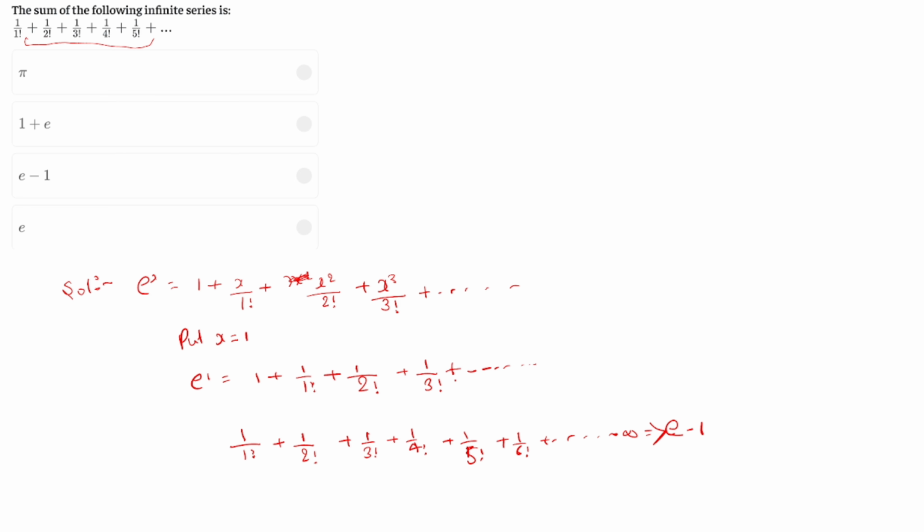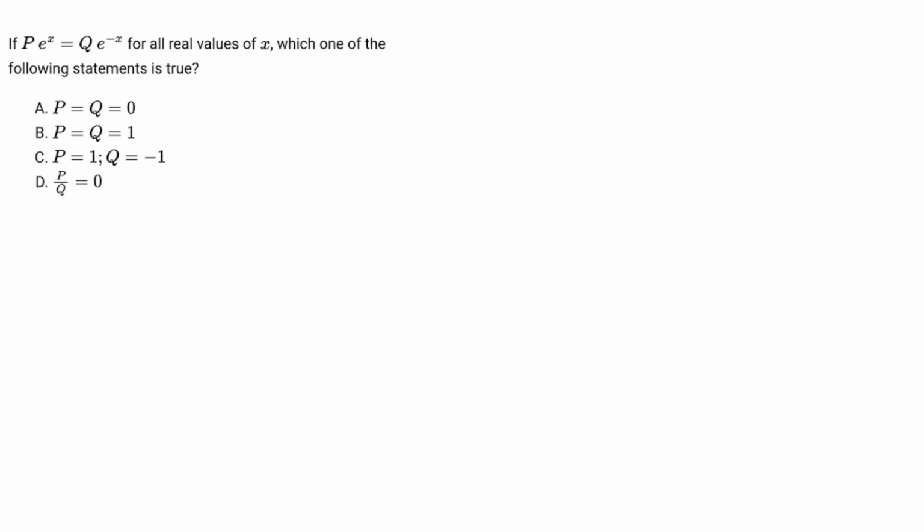So on this side we have 1 by 1 factorial, 1 by 2 factorial, and so on, and on the other side e to the power 1 minus 1. So e minus 1 is the answer of the question. So option C is the correct answer. Okay, come to the next question.